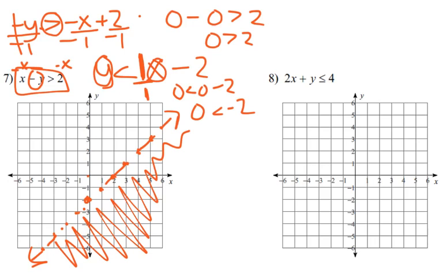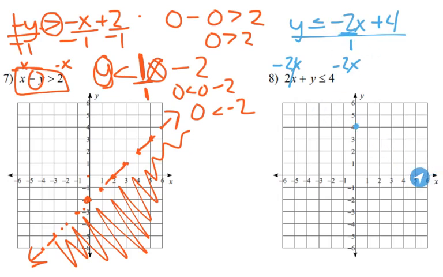So number 8, same idea. Subtract the 2x. We get just a positive y is less than or equal to negative 2x plus 4. Notice I don't have to divide by a negative, so I just leave it how it is. Okay, so up to positive 4, make that negative 2 over 1. It's negative, so we know it's going down. We're going to go down 2, because that's on the top, to the right 1. So down 2 to the right 1, or remember, we can go up 2 to the left 1.